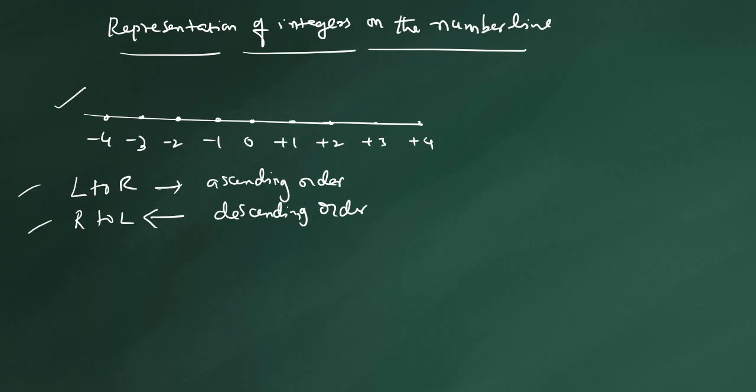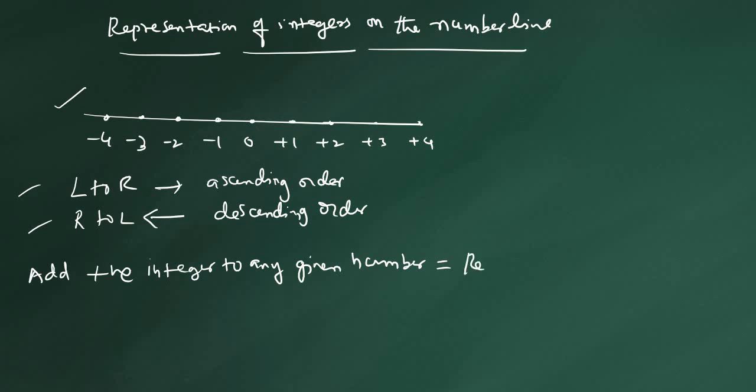Now, when we add a positive integer to any given number on the number line, what it indicates is that the resultant obtained is to the right of the given number. So that you should remember. How is it? Let us prove.